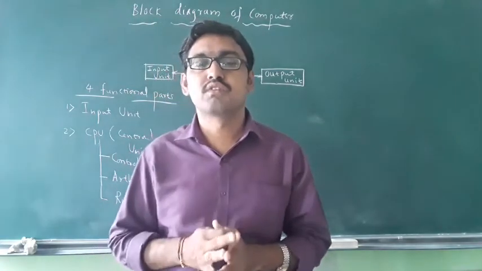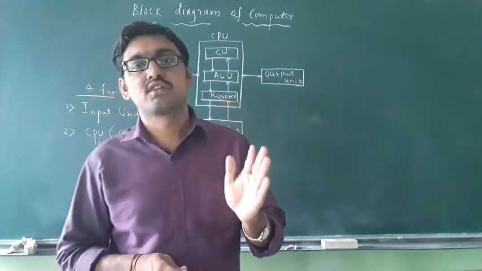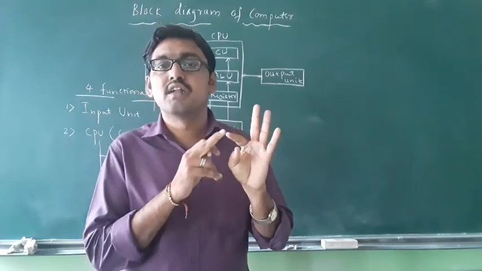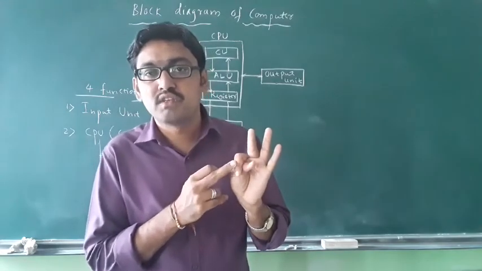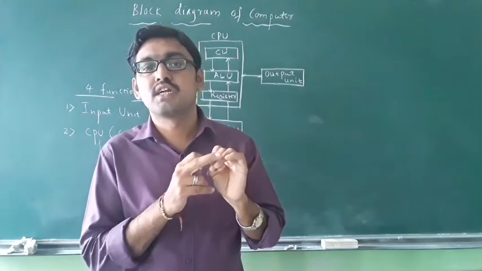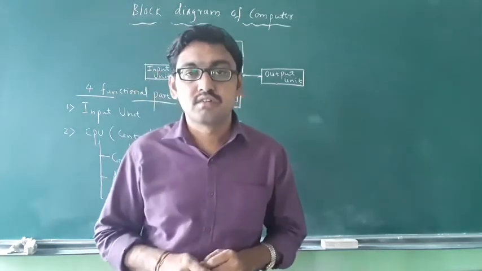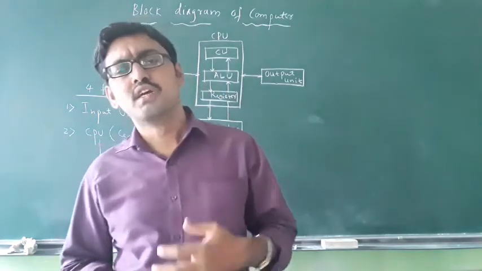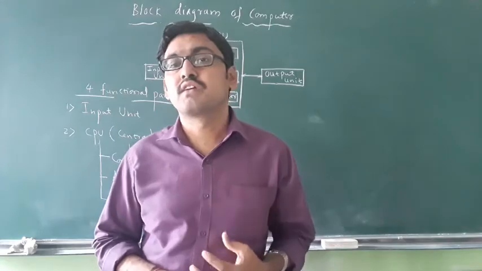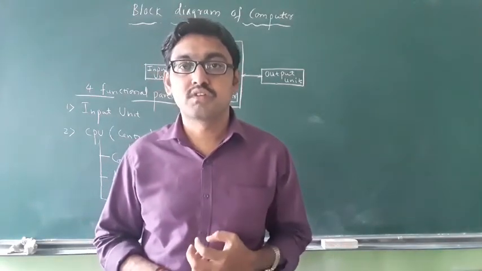Then, last class you discussed the characteristics of a computer. There are 5 characteristics: speed, accuracy, versatility, storage capacity, and diligence. Diligence means it does not feel tired for repetitive tasks. Because of these characteristics, the computer is so famous.